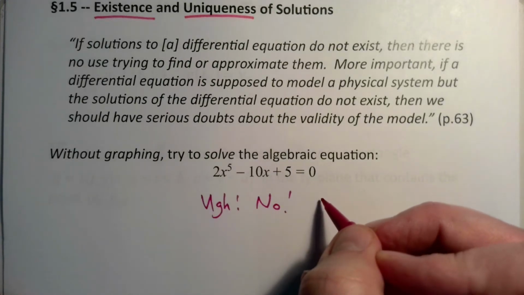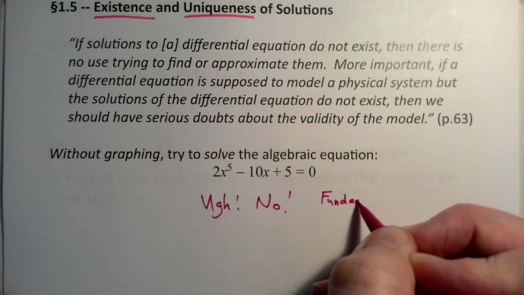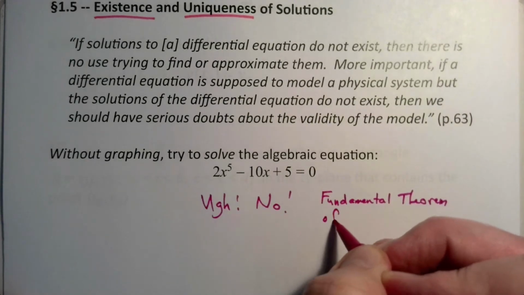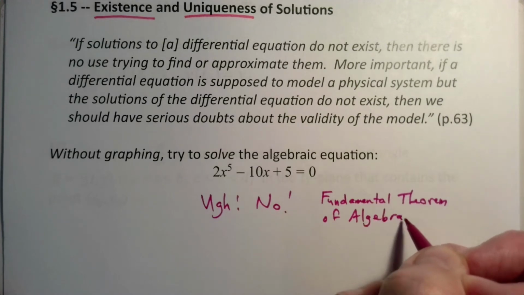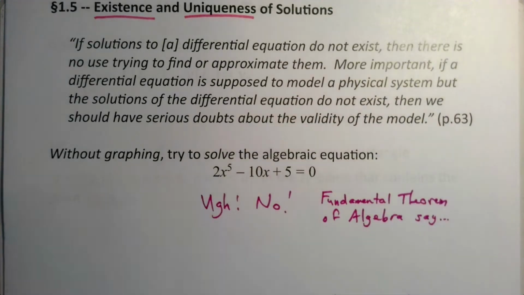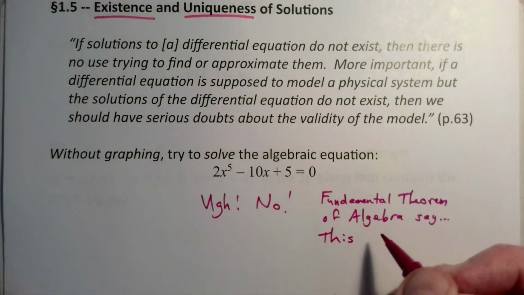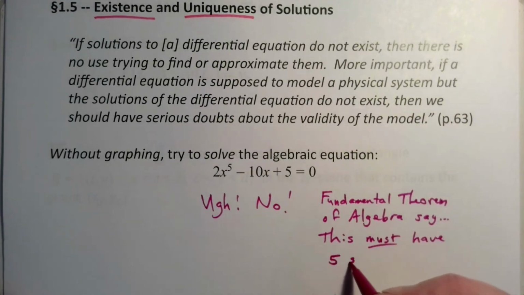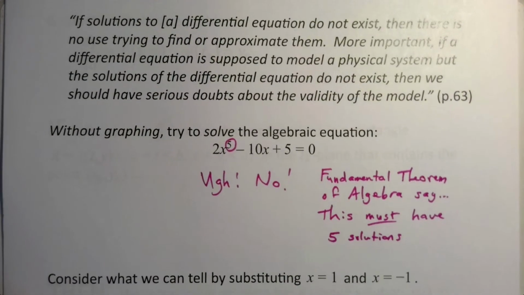But it turns out that you should remember there's this thing called the fundamental theorem of algebra. And the fundamental theorem of algebra says something really important. This must have 5 solutions because it's to the 5th power. Now, some of those solutions might be repeats, and some of them might be unreal, meaning complex, but it definitely has 5 solutions.